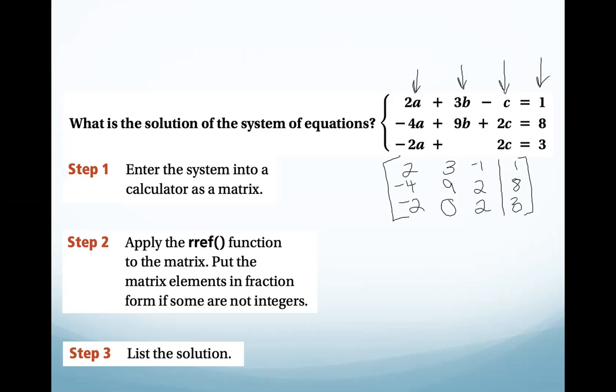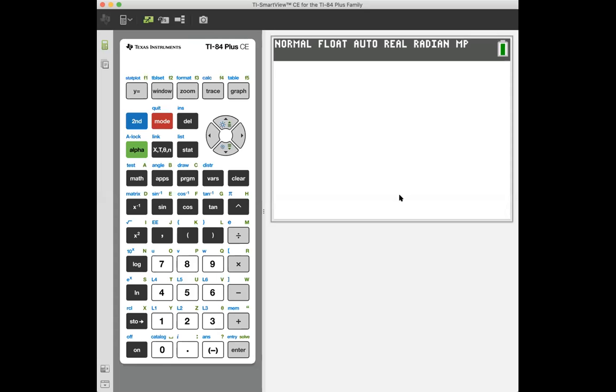Now what we want to do is type this into the calculator. So let's take a look at typing this into the calculator for a second. I'm going to switch screens here to the calculator. And in order to type this into the calculator, what we have to do is go into the matrix menu. Towards the left middle of your calculator, there should be an X to the -1 button, and above that, it should say matrix.